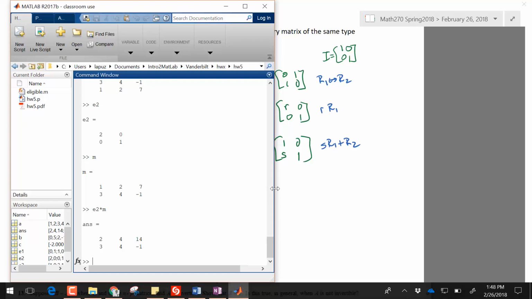And then the third one, we said that we took the first row, multiplied it by 3, and added it to the second row. So this is a little bit tougher, but look at the first row of your M matrix. Multiply the first row by 3 and add it to the second row and replace the second row. What are we going to get? 3 plus 3 is 6. 6 plus 4 is 10. And 21 minus 1 is 20. So E3 times M gives 6, 10, and 20 in the bottom row. Okay?